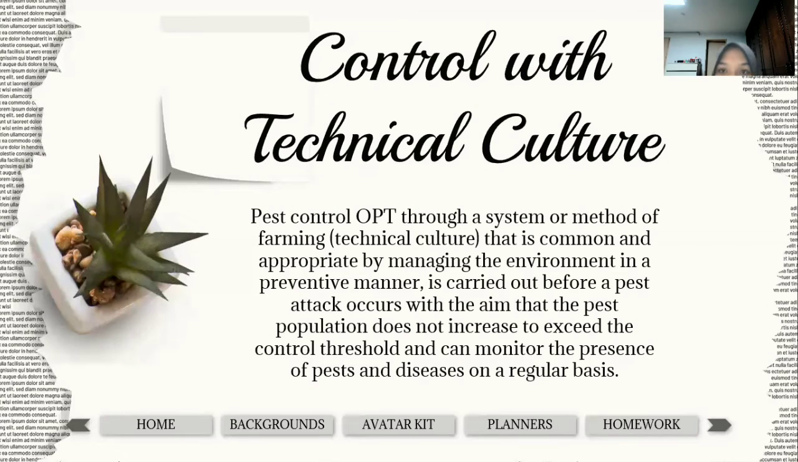Control with technical culture. Pest control is operated through a system or method of farming or technical culture that is common and appropriate by managing the environment in a preventive manner. It is carried out before a pest attack occurs, with the aim that the pest population does not increase to exceed the control threshold, and to monitor the presence of pests and disease on a regular basis.